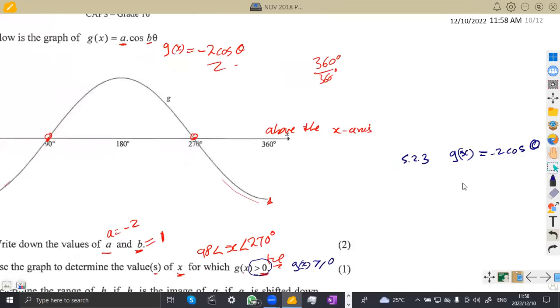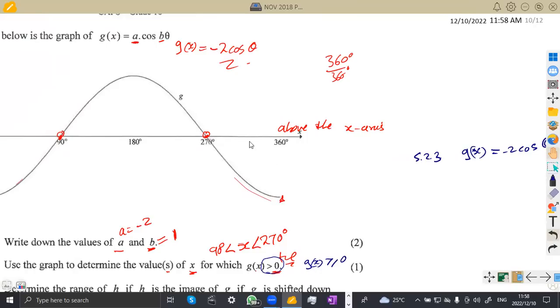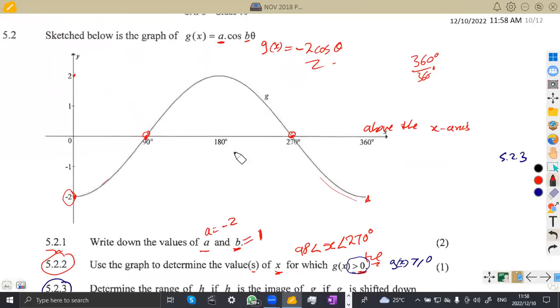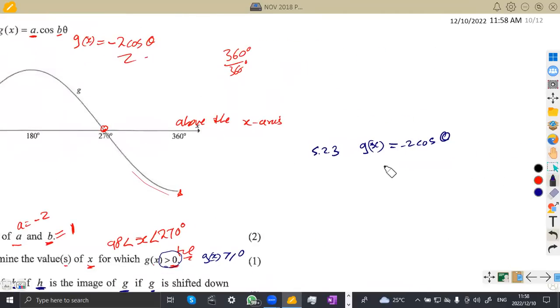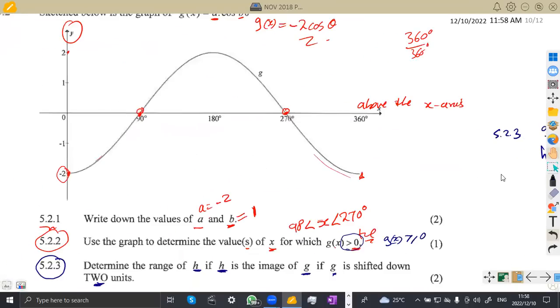When it is shifted two units down, it means you are affecting the values of y. And when affecting the values of y, you affect accordingly. If it is down, you are subtracting. If it is up, you add. So this one is 2 units down. That means our h(x), which is the new equation, is -2 cos theta minus 2. So we have shifted it down 2 units. But the format is not actually important. What matters is that all the points are going to be shifted 2 units down.